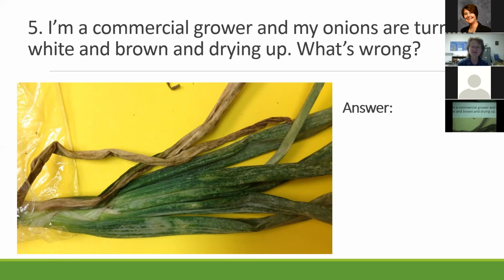This is thrip damage on onions. They kind of scrape the plant and the leaves with their mouth parts. At this stage, with this much damage, it would be almost impossible to control thrips. They need to be controlled very early in the season. But I intentionally put this in just as a reminder that if somebody says they're a commercial grower, state policy says that those questions should be turned over to the extension staff.